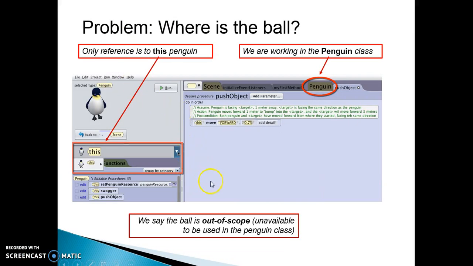Okay, so the ball is out of scope. It's unavailable to be used in the penguin class. So what do we do? We need the ball there. Could we do everything in my first method? Sure, but that's not very elegant, and I'm trying to teach you how to do some elegant programming.